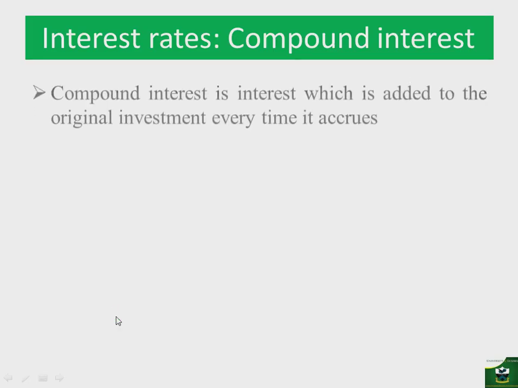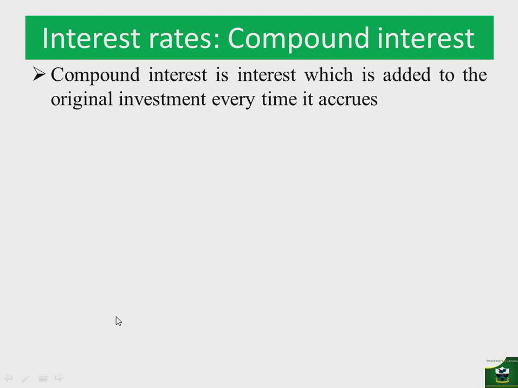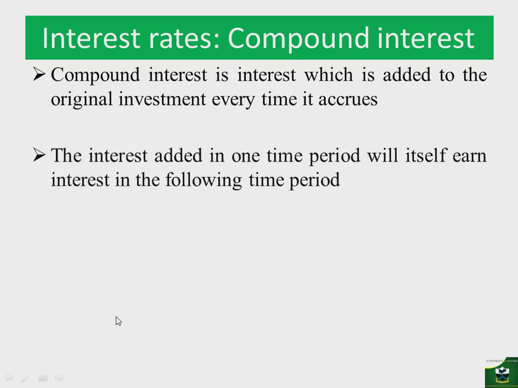Simply defined, compound interest is interest which is added to the original investment every time it accrues. So what we are looking at is that the money that you invest today will earn interest, and at the end of the investment period, you will have the interest also reinvested.